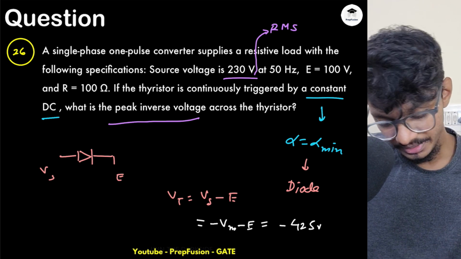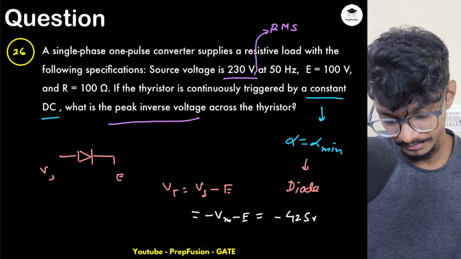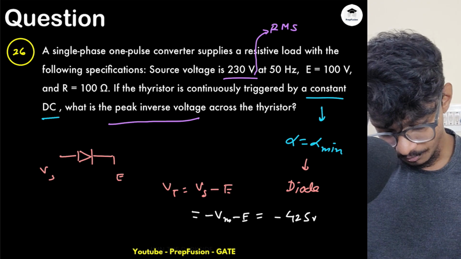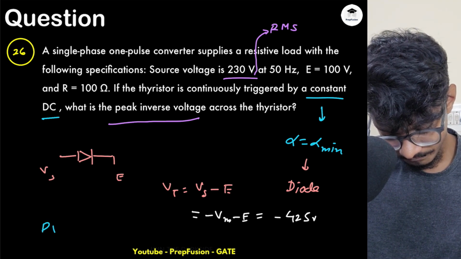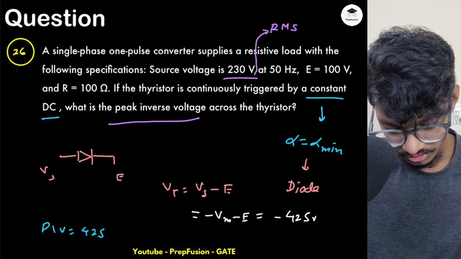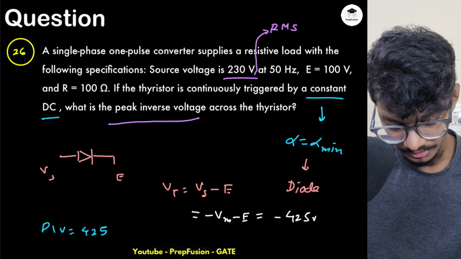And they are asking us the peak inverse voltage. Peak inverse voltage is basically the magnitude of the reverse voltage across the diode. So PIV will be equals to 425 volts because this is just not a thyristor. This is just a simple diode.